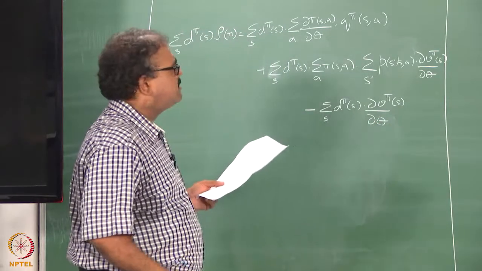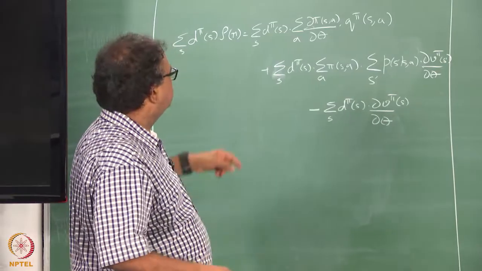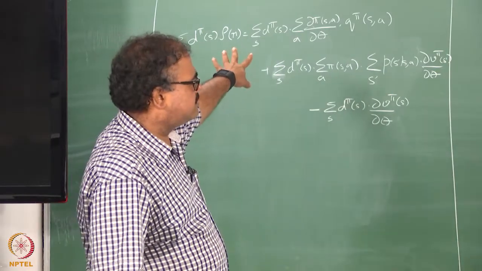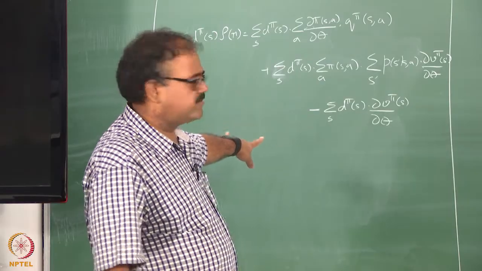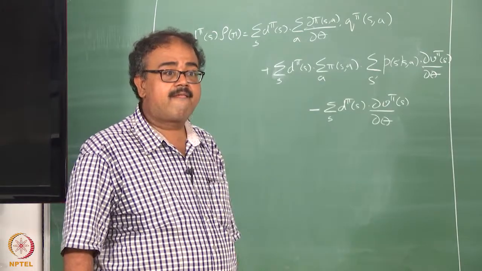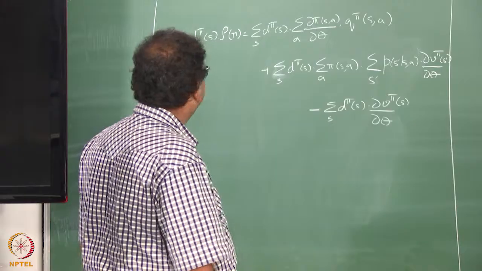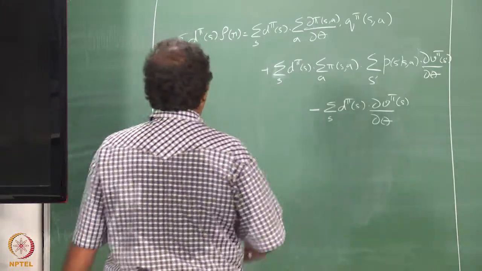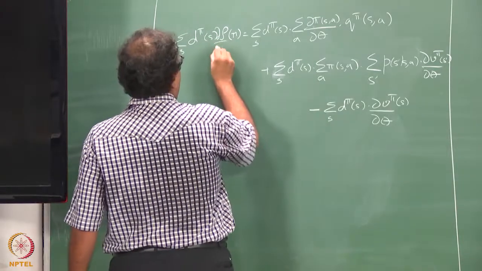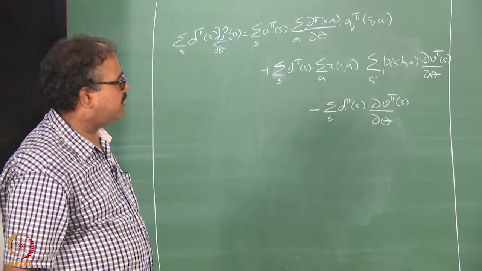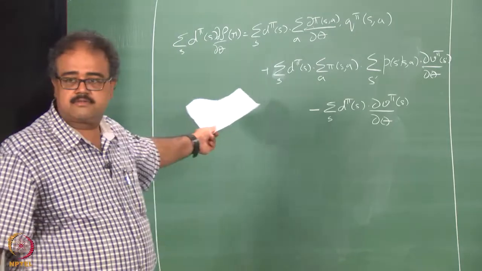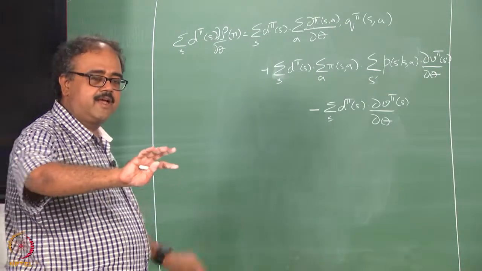Have I written it correctly? Right. So, the first term summation over d pi s, the second term d pi s, the third term d pi s. Okay. Fine. Okay. So, this is fine. So, what you have done is this. Now comes the amazing trick.